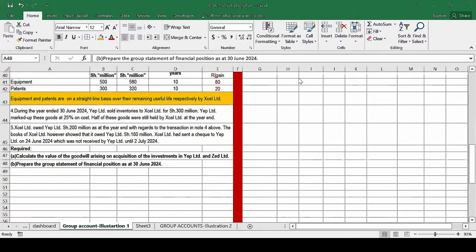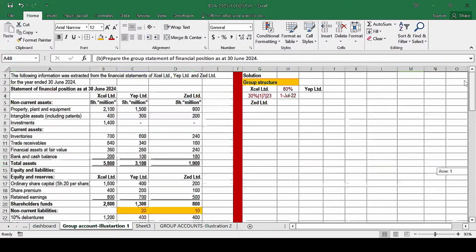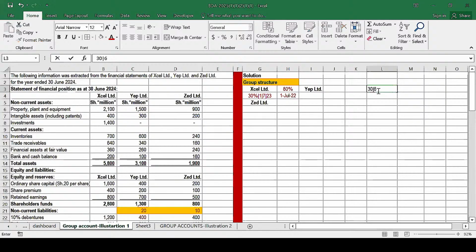So if that is the case, then we need to check which company was acquired during the current year. That year, June 2024. It basically means that this year started on the 1st of July 2023. That's what we know.